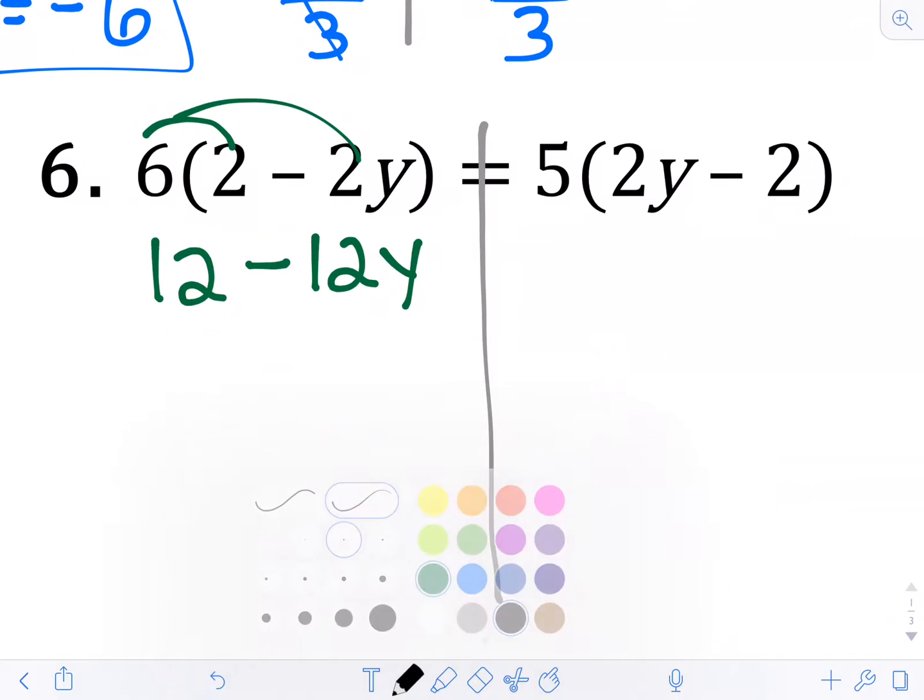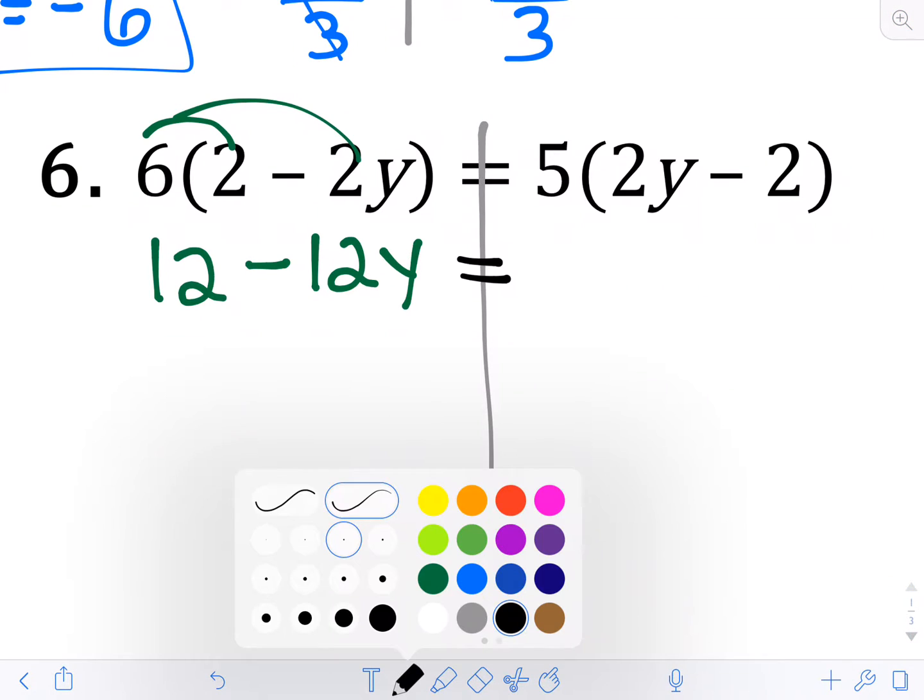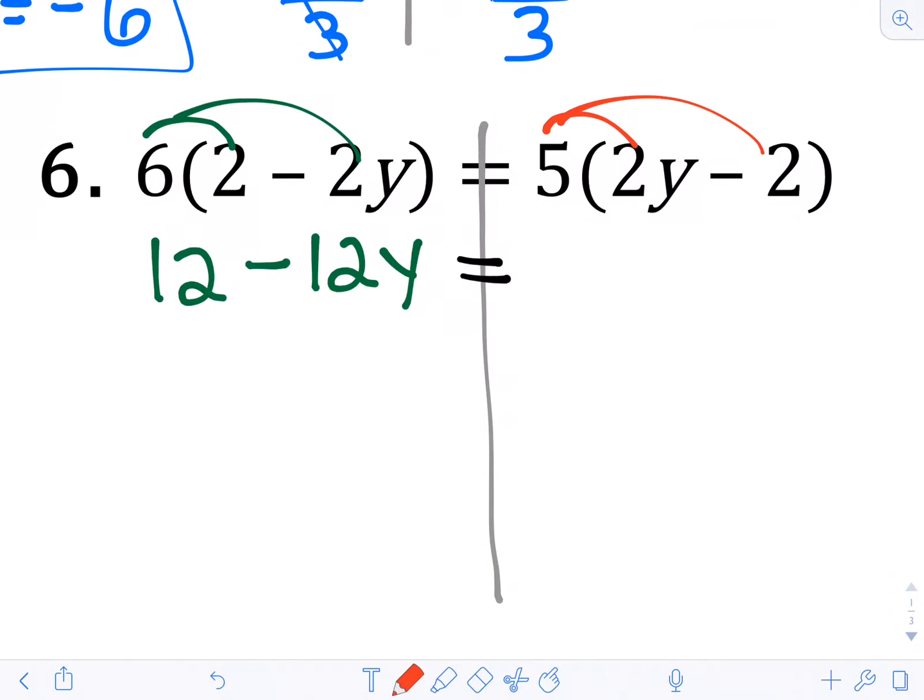Again, that's going to be equal to, and on the other side, I have a 5 I have to distribute. So when I do that, 5 times 2y was 10y. 5 times negative 2 is negative 10. Okay, I'm going to get my y's on the same side. I always like to move the smaller one. In this case, I am going to move my negative 12 because it's smaller.